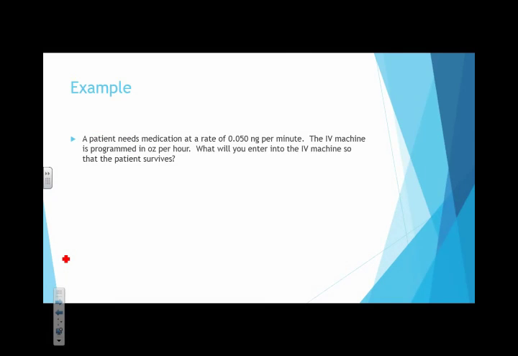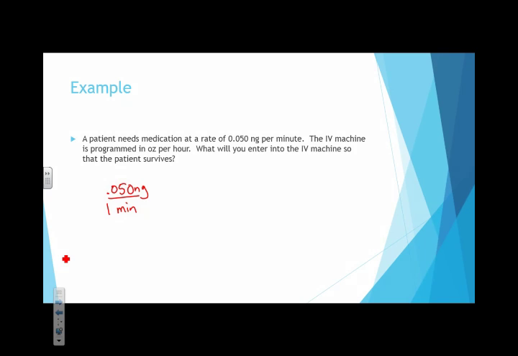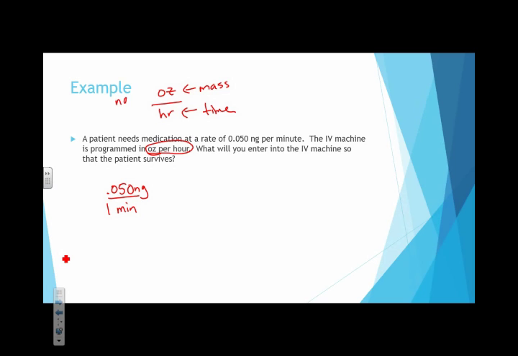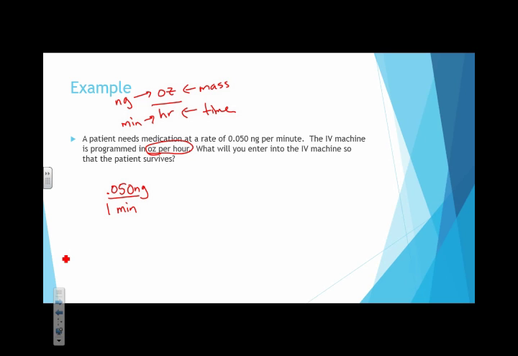One more example. This time we have a patient who needs medication at a rate of 0.050 nanograms per minute. So again, that's telling me I'm dividing by 1 minute, and the IV machine is programmed in ounces per hour. So that's ounces over hour. Here's my mass unit, and here's my time unit. And so I need to take nanograms to ounces and minutes to hours.